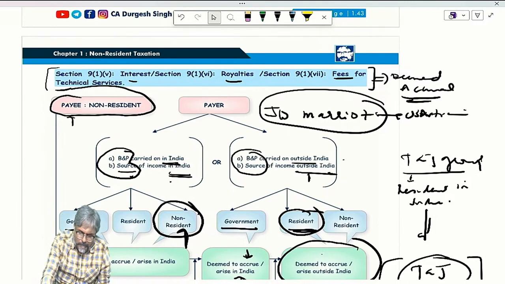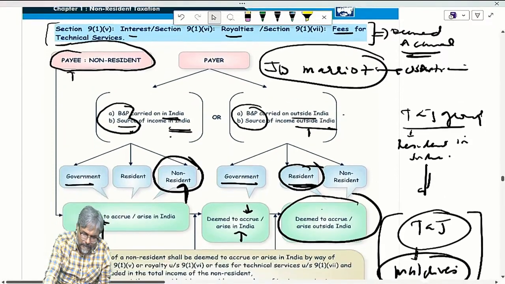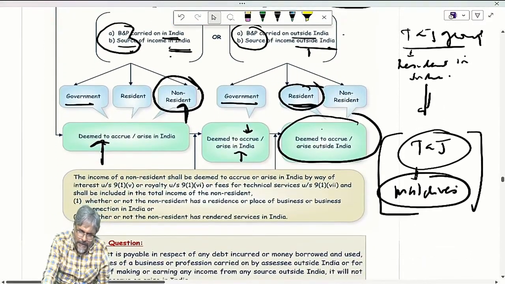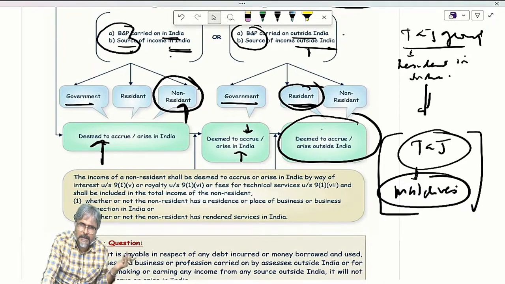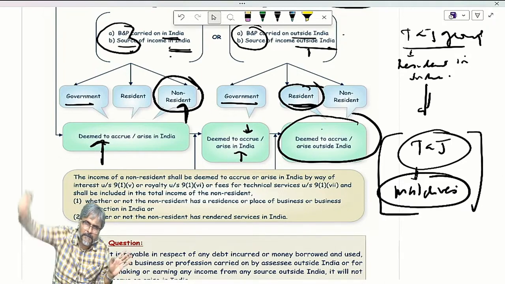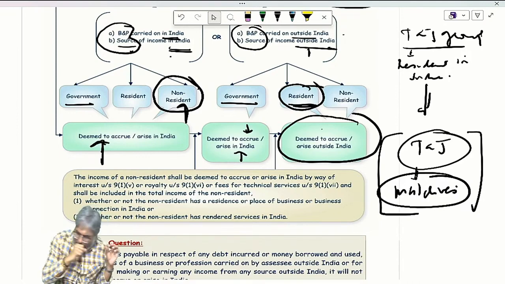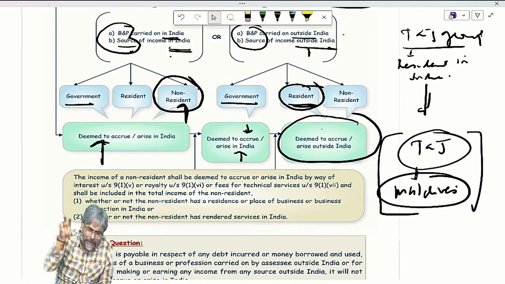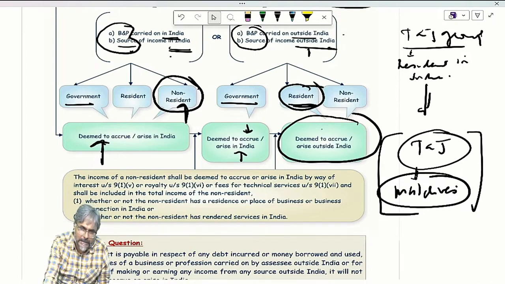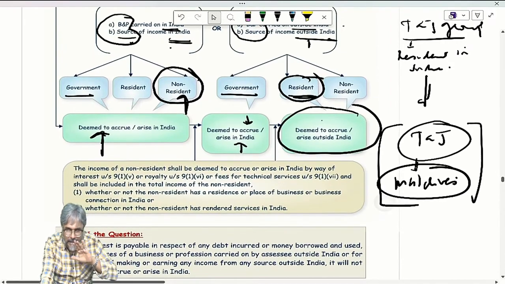If it is in respect of a business or a source in India, then irrespective of where the services are provided, we don't care. The service may be provided in Japan, the service may be provided in the USA. But is it for the business of India? In this example, the Japanese company, was it in respect of a business or a source in India? So the answer is yes. And if that is the case, then where the services are provided is an irrelevant test.